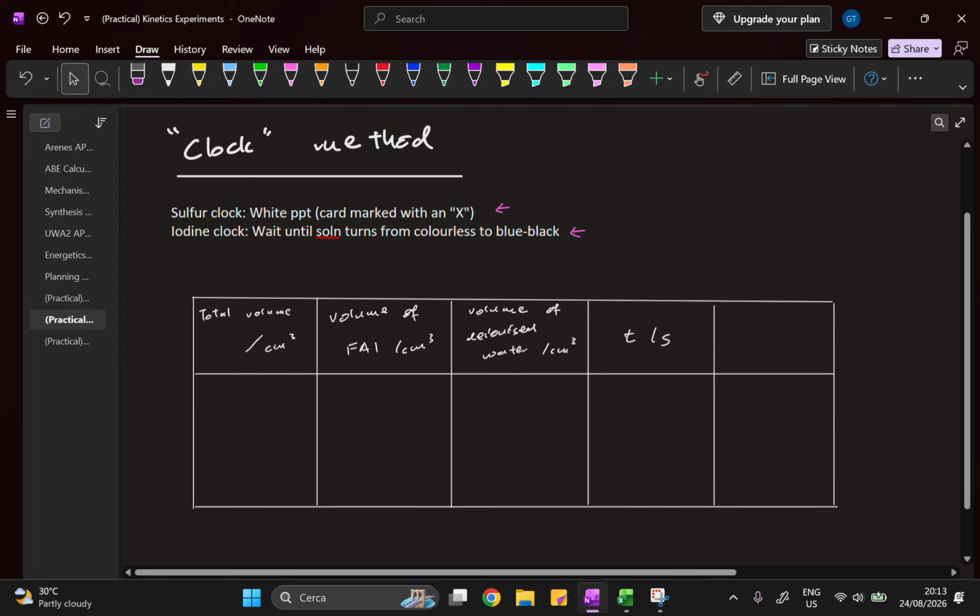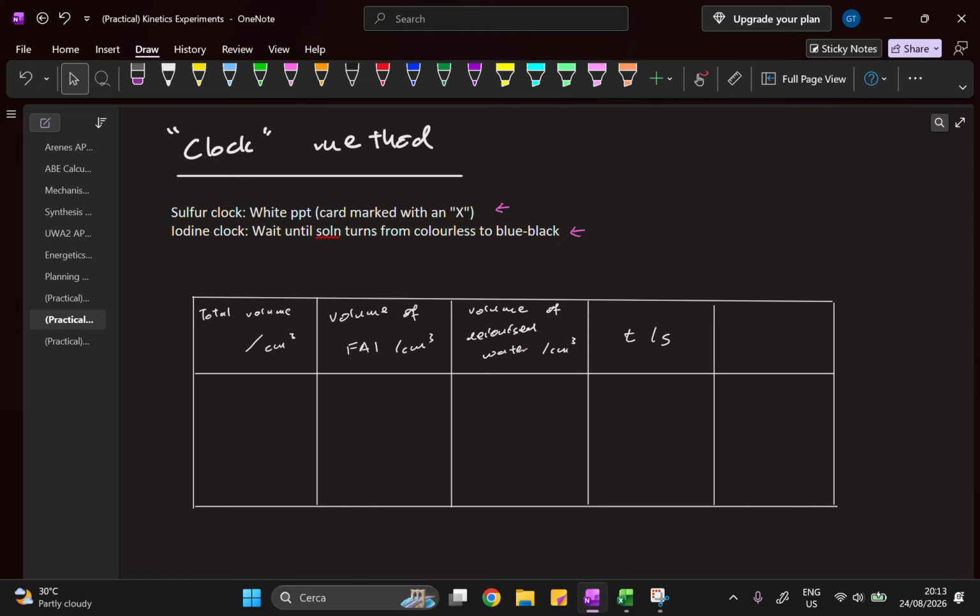The total volume should be constant. Even in planning, usually I think even a planning question will specify the total volume. It will either be 25 cm cube or 50 cm cube. So you don't need to worry about that. But you vary the volume of FA1, which is the reactant, and then you top up to make sure that the total volume is constant using deionized water. And then after that, you record with the stopwatch the time taken for the distinct visual change, whatever the distinct visual change happens to be.